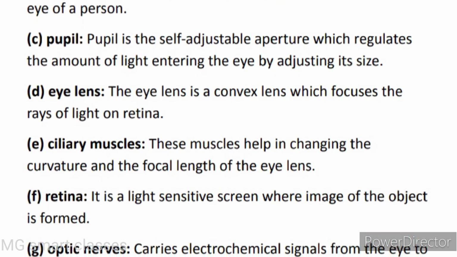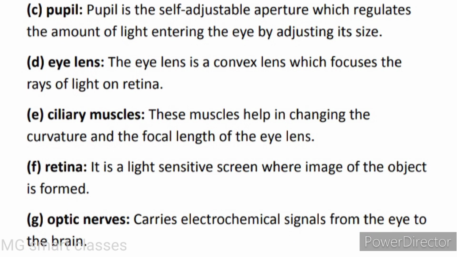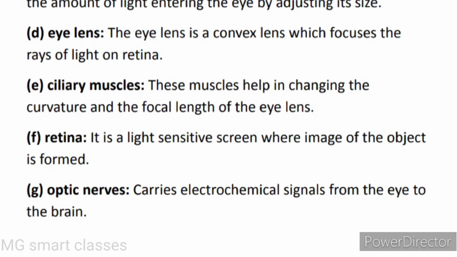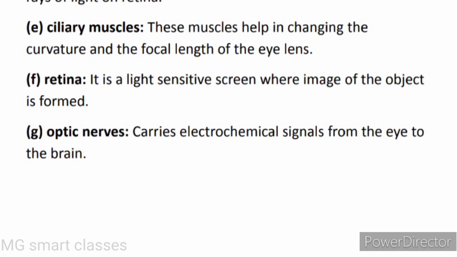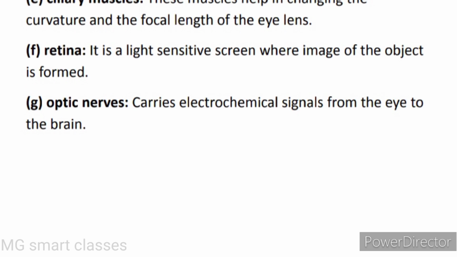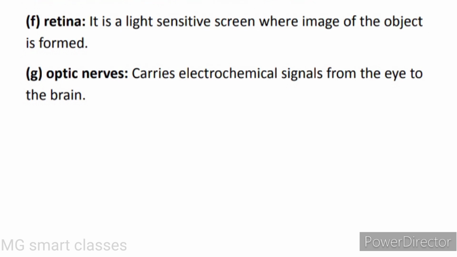Ciliary muscles. These muscles help in changing the curvature and the focal length of the eye lens. Retina. It is a light-sensitive screen where the image of the object is formed. Optic nerves carry electrochemical signals from the eye to the brain.